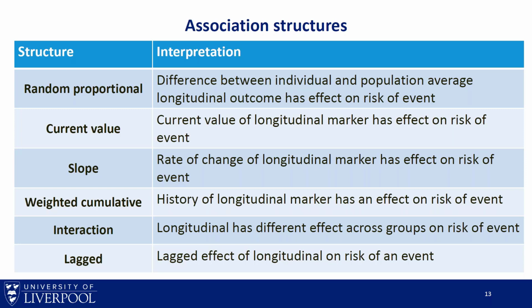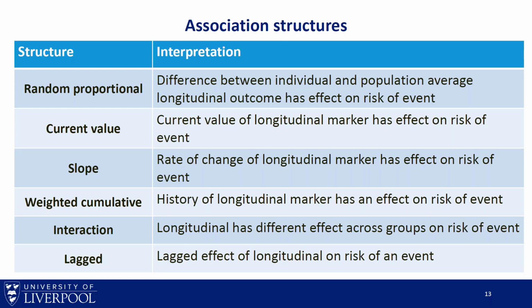So if you have an individual who has much higher blood pressure than the average population, does that mean that they're at a higher risk of an event? The other association structures listed here are also commonly used. The current value takes the value of the longitudinal marker at time t and quantifies the risk of the event based on that current value. The slope expresses how the rate of change of the longitudinal marker affects risk of an event.